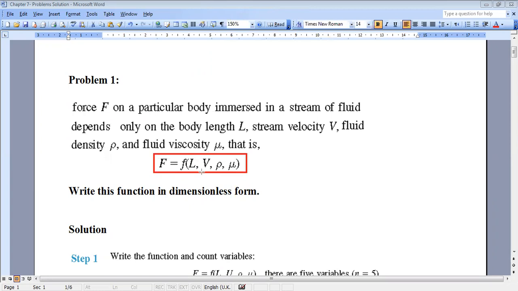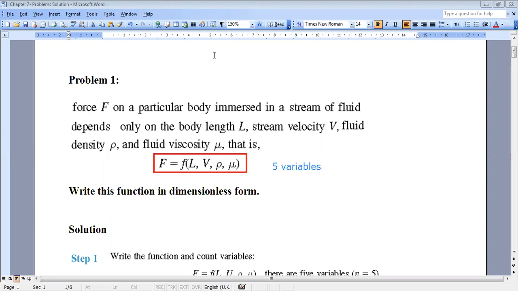Okay, so the whole idea now is to do this work in steps. The first step will be to determine the number of variables we have. So here, how many variables are involved in this case? We have the force, the length, the velocity, the density and the viscosity. You have 4, but you should count also F. So in total you have 5 variables in your problem. You don't only count L, V, ρ and μ, you also count F with them. So this is the first step to do.